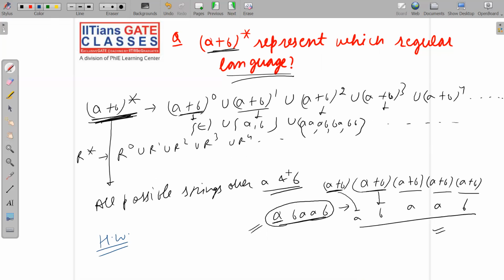So just take strings and try to explain to yourself why the given string is present in the regular language which is represented by this regular expression. So I am giving you homework. Please try to think. Let me give you one string also. Just try to prove why this string will be present in the regular language represented by this regular expression.